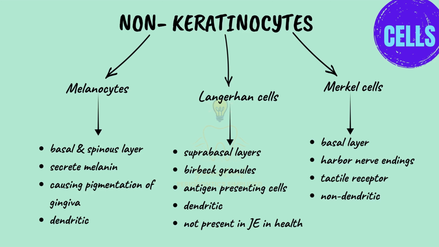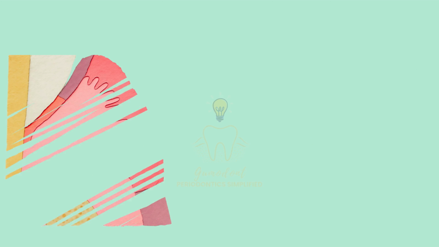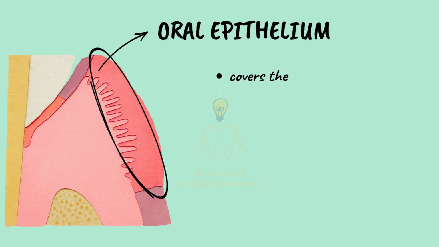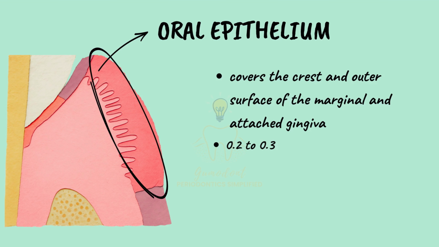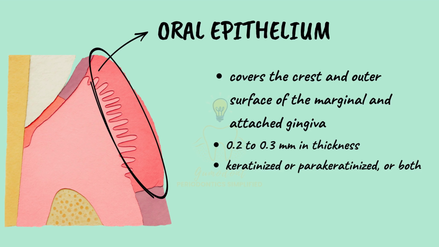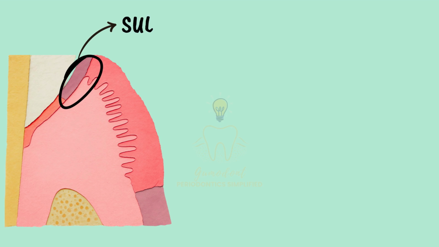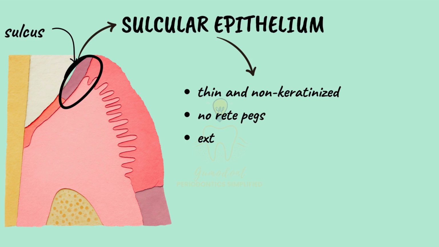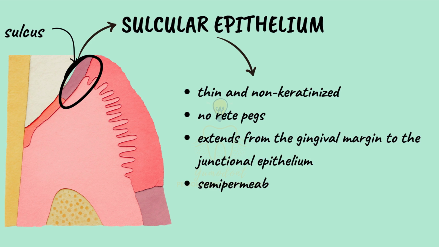Now that we understand the cellular composition, let's come back to the three types of gingival epithelium. The oral epithelium covers the outer surface of marginal and attached gingiva. It is about 0.2 to 0.3 millimeter thick and may be keratinized, parakeratinized, or both. Moving inward, we reach the sulcus. The sulcular epithelium lines the gingival sulcus. It is thin, non-keratinized, and lacks rete pegs. It extends from the gingival margin to the junctional epithelium and is semi-permeable, allowing bacterial products to pass through.